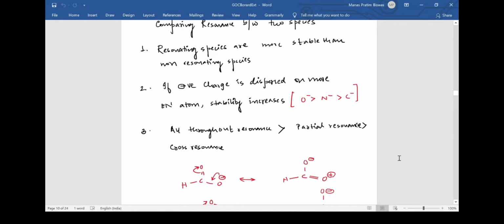In the second point, we shall see that if the negative charge is being dispersed from a less electronegative atom to a more electronegative atom, then the nature of the resonance is better.